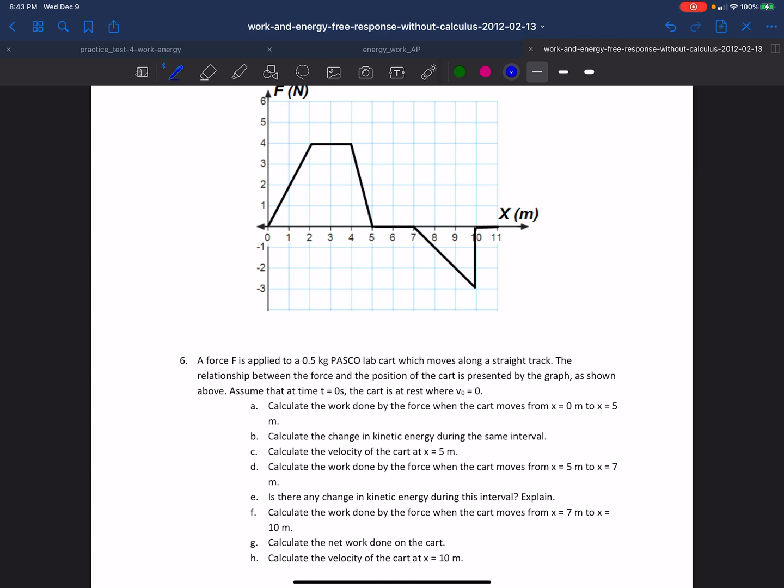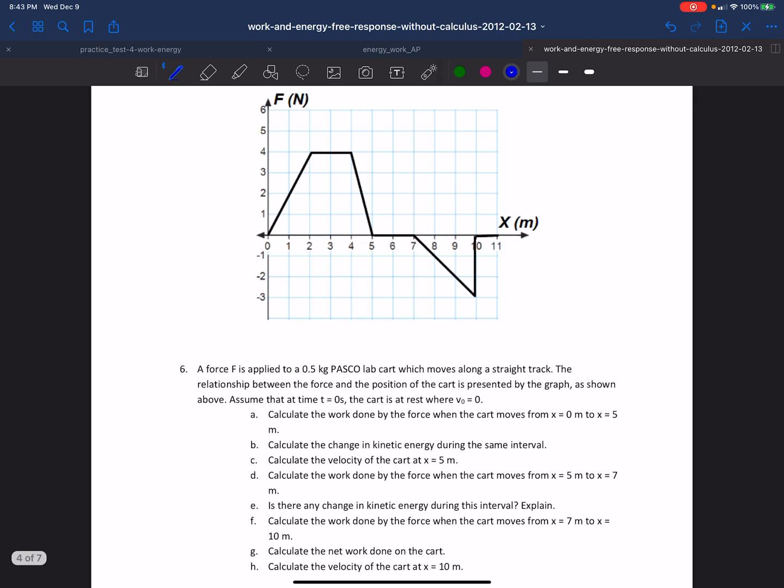A force F is applied to this cart, which moves on a straight track. And here you can see that we have a force versus x graph. In this case, the force is a non-constant force. You can see that it goes up, then is constant for a couple meters, and then drops down to 0 and becomes a negative force after a while, which you imagine is slowing down the cart, and then it drops to 0 really quickly. And okay, so what's happening to the cart is easy to imagine.